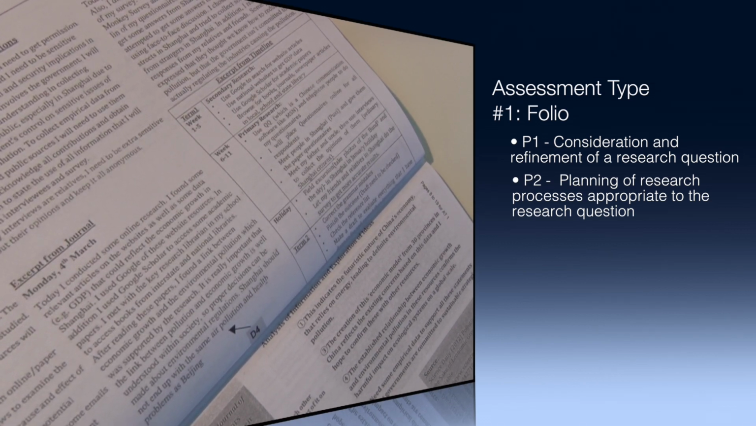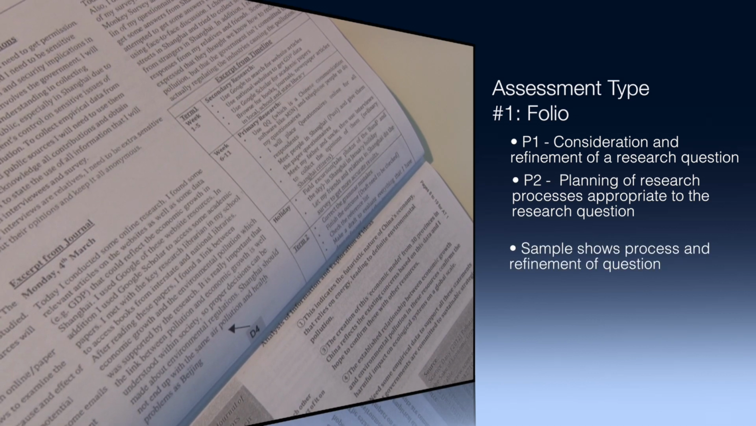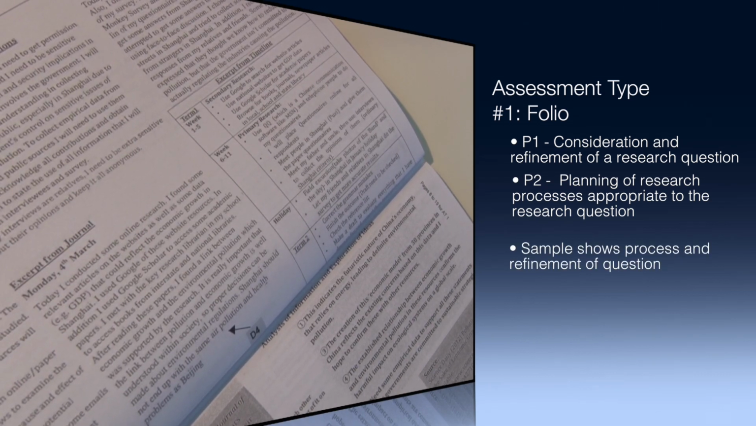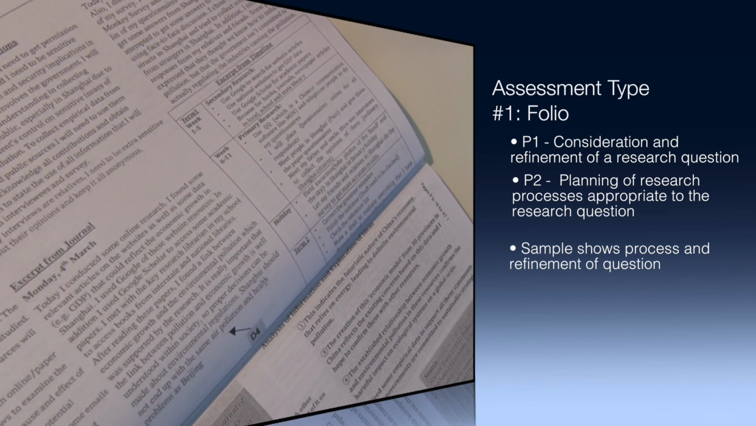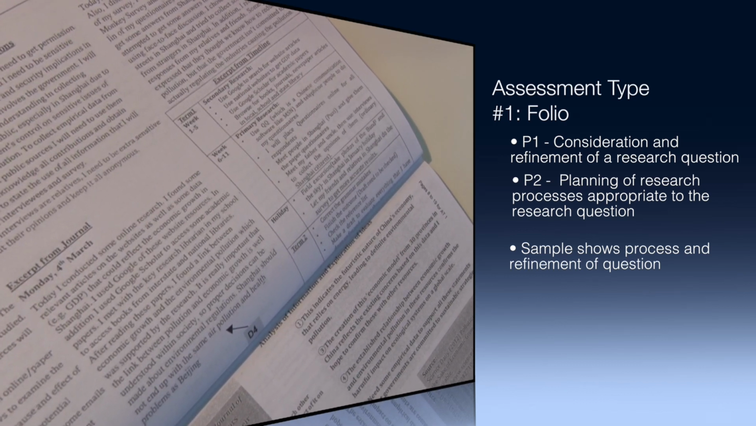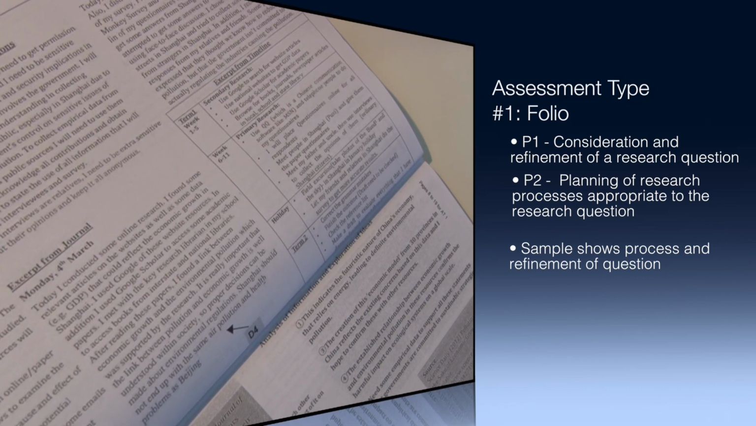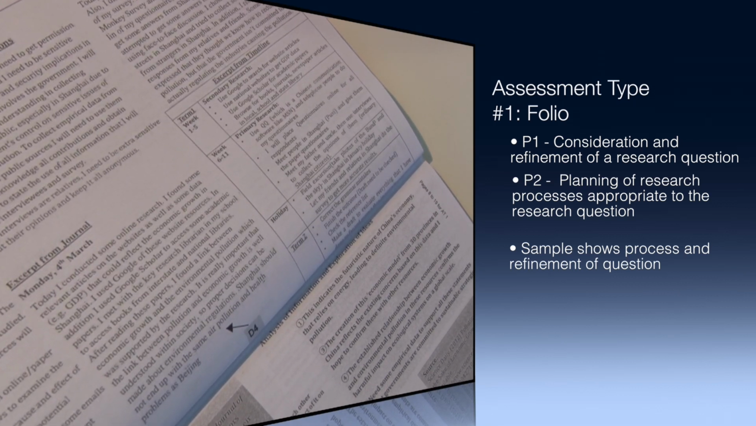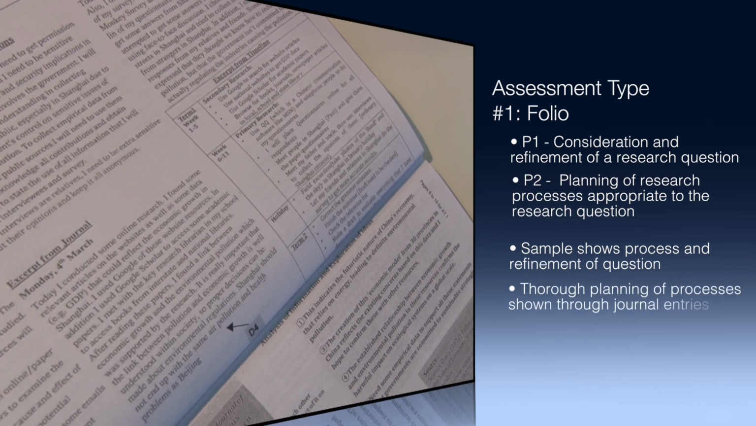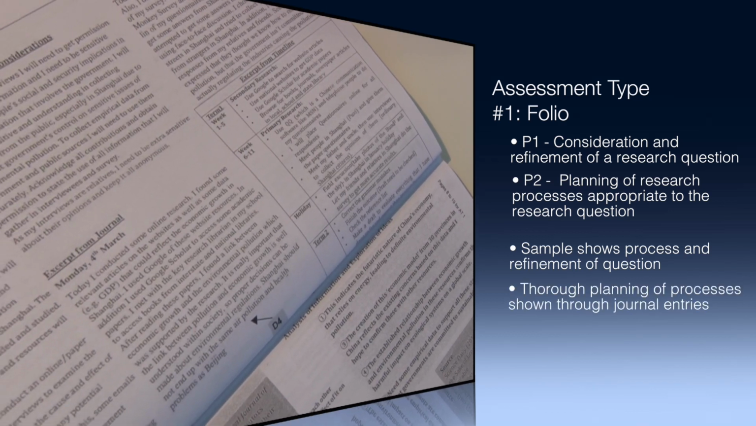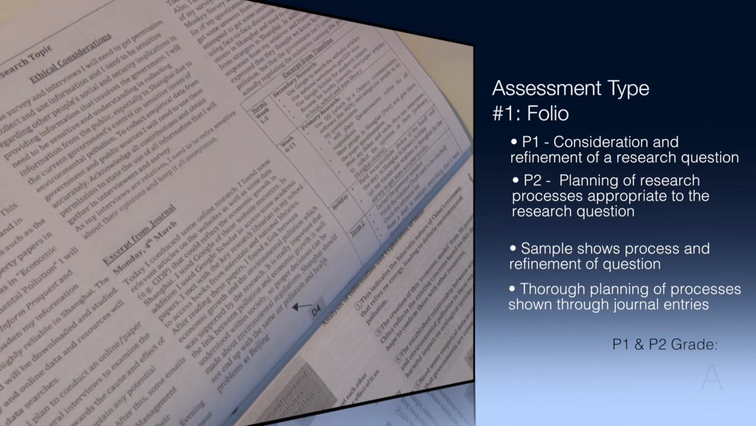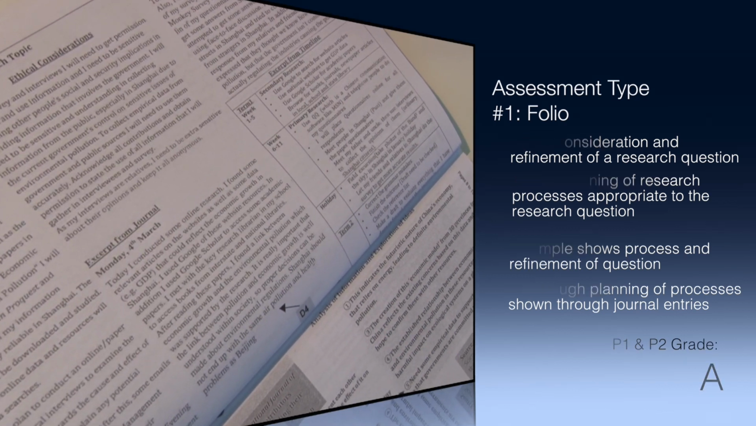Now, thorough planning of processes needs to be shown to answer the question. In this case, they've done it for both the economics and the environmental parts of the question. Planning and ethics are specifically stated, and the journal entries are included to show that the plan was executed. Overall, for P1 and P2, the student was given an A.